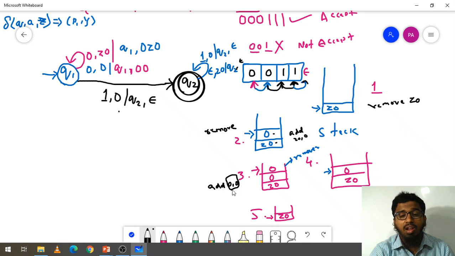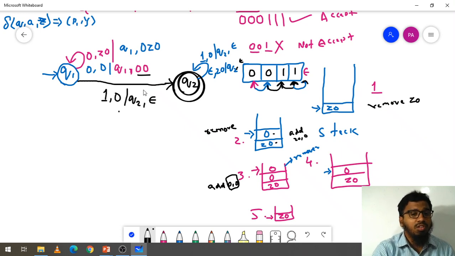These two we are adding here again. This is a rule: first we are removing, then we are adding. So when we add, we will get 0 0. Next, when our header is moved to the next one, Q1 on 1.